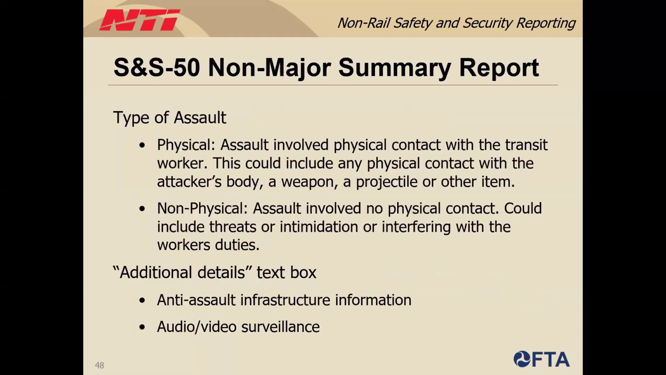There are two terms used to collect the assault type. These terms classify the assault as physical or non-physical. In a physical assault, the assailant makes physical contact with the worker by body, by an object, weapon, or any projectile. Projectiles may include, but are not limited to, bullets, any liquid, saliva, or any substance. In non-physical assaults, there is no physical contact with the worker. Non-physical assaults could include verbal threats, harassment, or interference with a worker's duty.